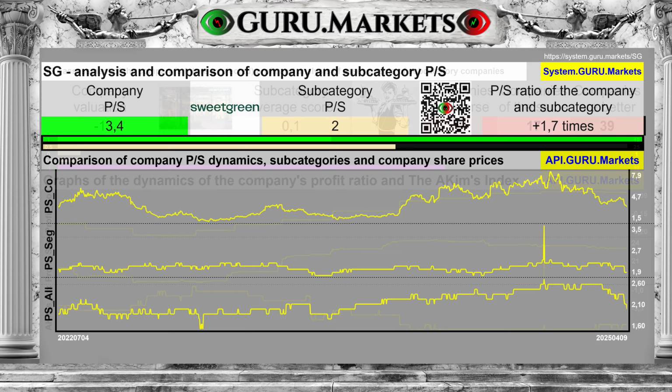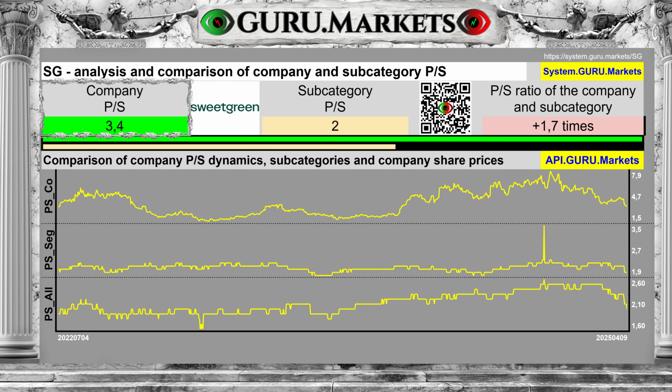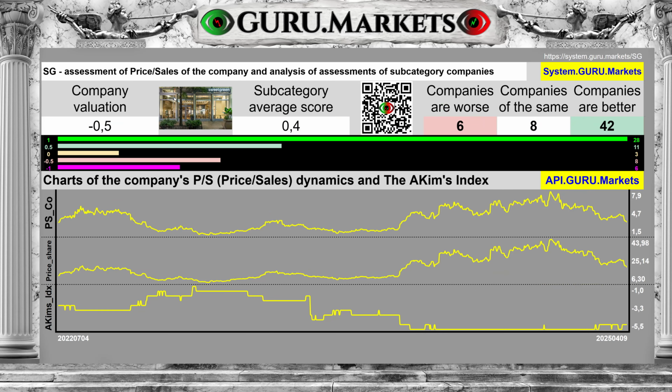The company's price-to-sales ratio is 3.4. The average in the subcategory is 2, which is 70% higher than the average in the subcategory. Assessment of the market price to its revenue in comparison with the indicators of companies in the subcategory, tolerable, -0.5 points.